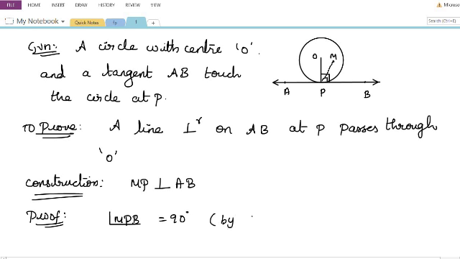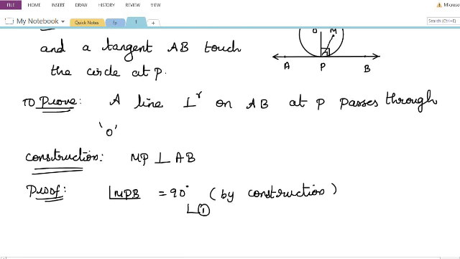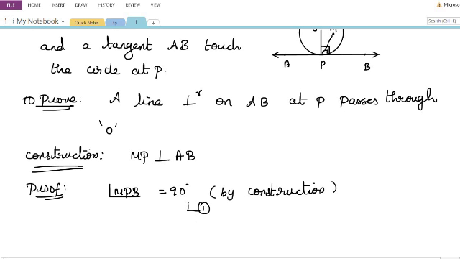By construction, I have considered that it is perpendicular. Let it be 1. And what about angle OPB? OPB is also 90 degrees, right? Because they have given in the question angle OPB equals 90 degrees. Let this be 2. When I compare these two, angle MPB and angle OPB, both are equal, right?